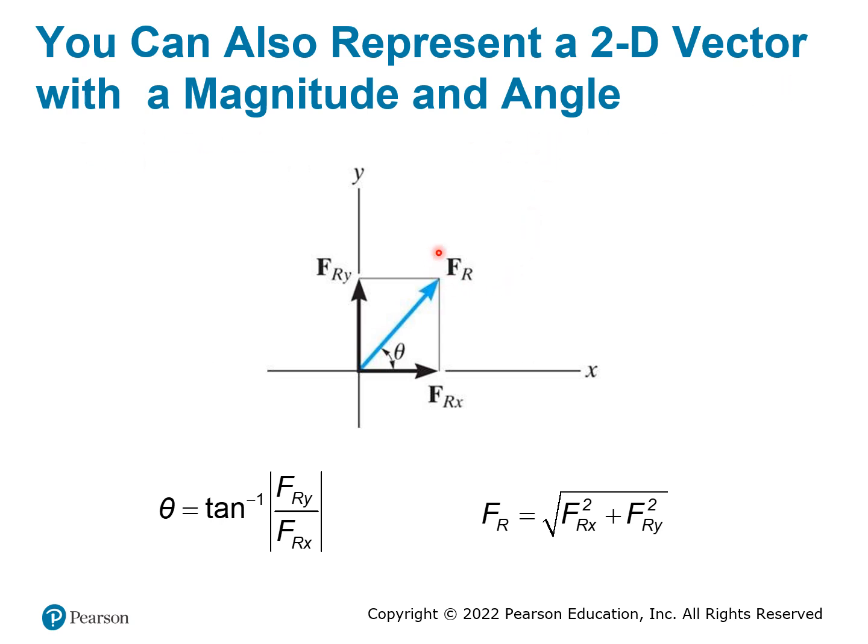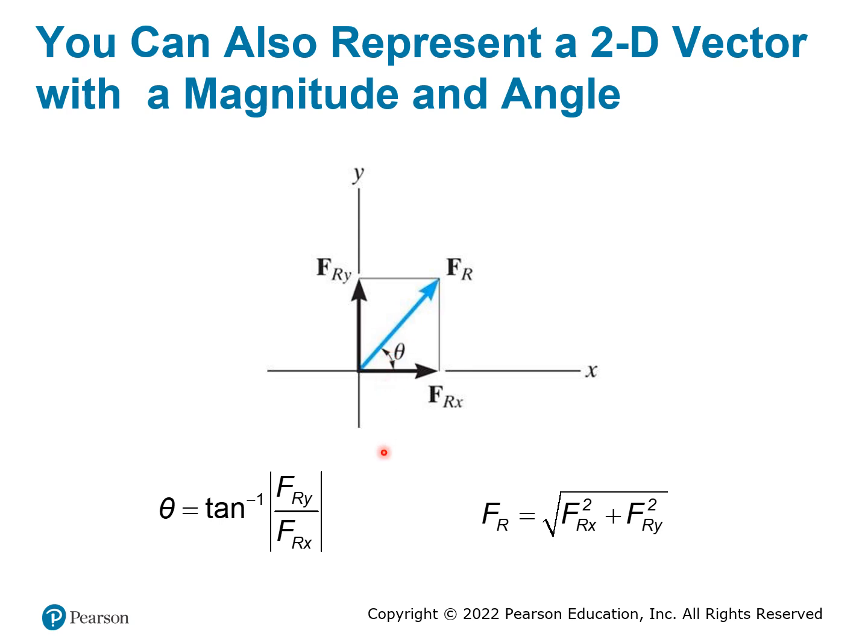Here you have a force F_R vector. We can decompose that in the x direction and y direction, and the components are F_Rx and F_Ry. The direction of the vector can be represented by the angle between the positive x-axis and the direction of your vector. So you see the vector angle is represented as theta.